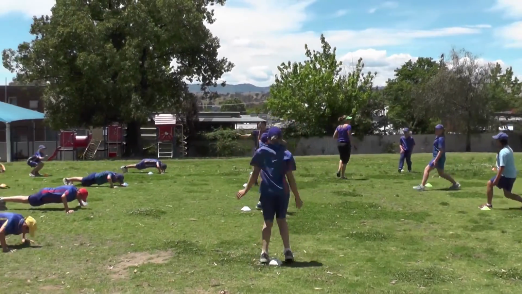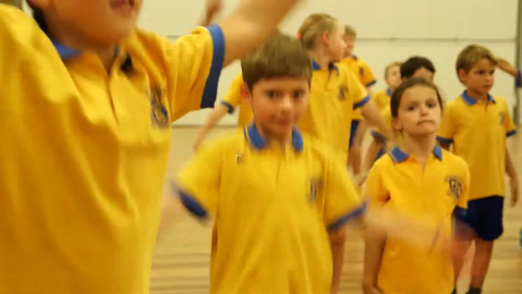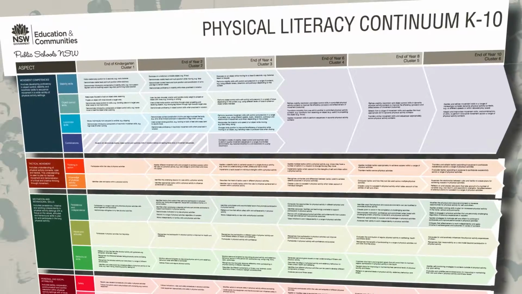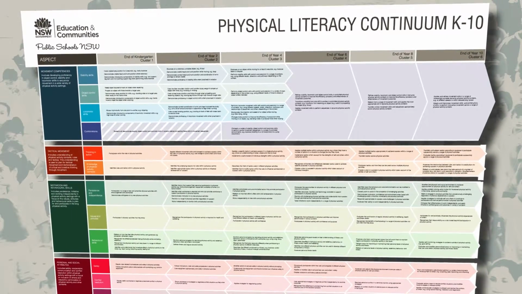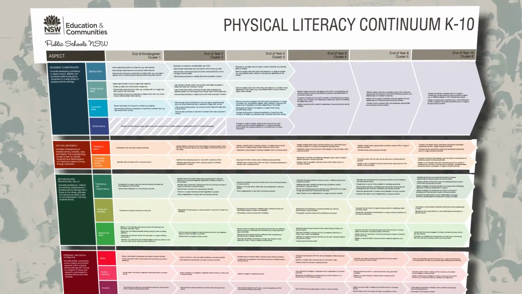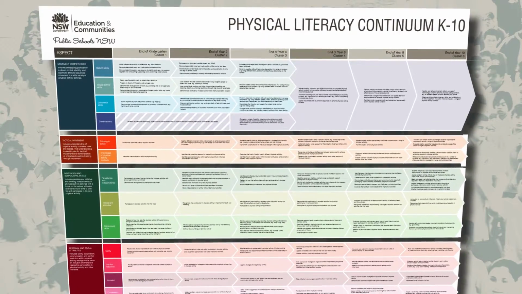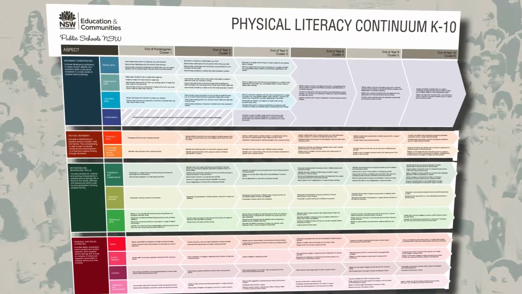Understanding what students know and can do, what they need to learn next, and how best to teach them is key to differentiating teaching and learning. The Physical Literacy Continuum is designed as a practical tool to assist teachers to track and monitor student progress across knowledge, understanding, skills and attitudes that are regarded as critical to success in lifelong physical activity.